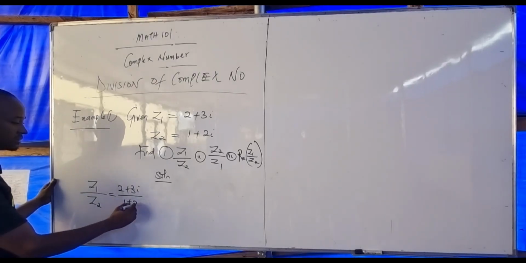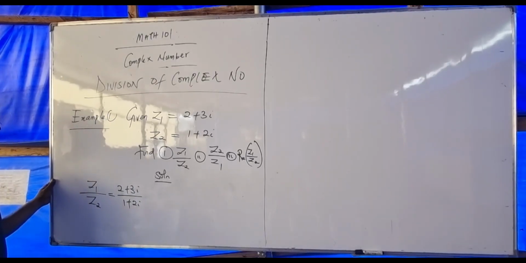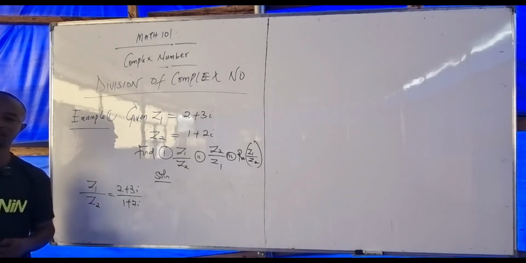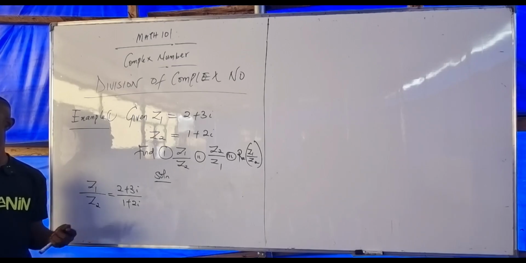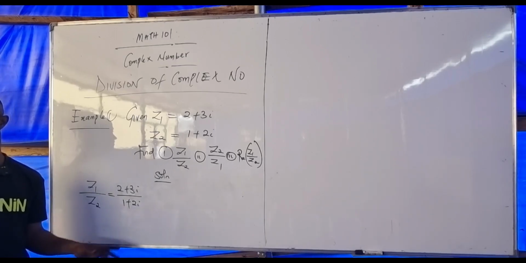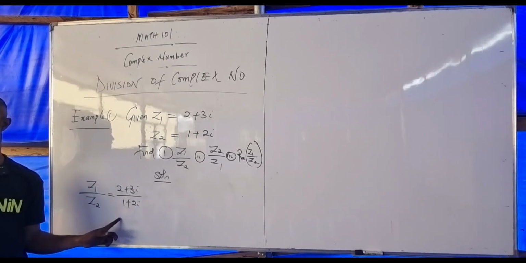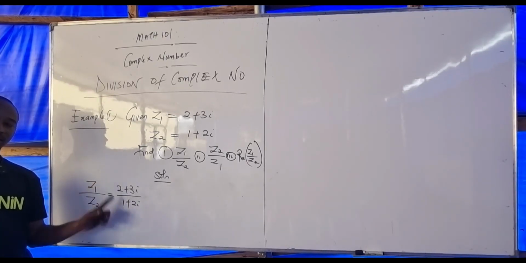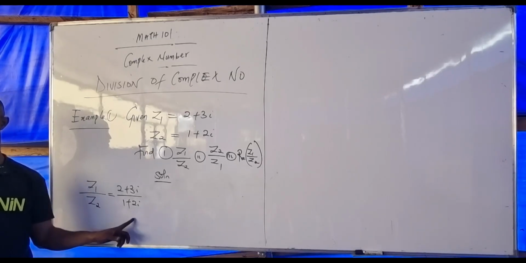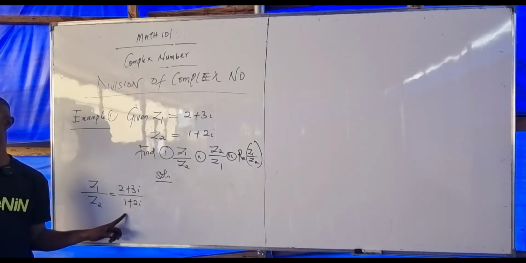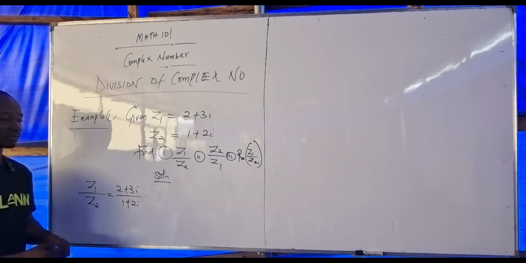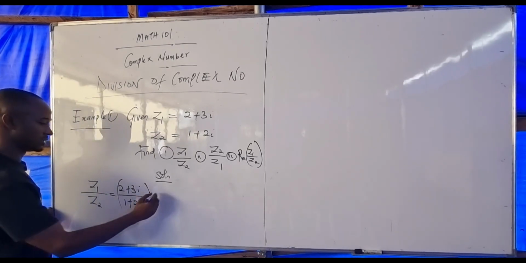1 plus what? 2i. Either. In the notes I gave you, what do we have to do to divide? We multiply by the conjugate of what? In the denominator, right? Which of this is in the denominator? 1 plus 2i. What is the conjugate of 1 plus 2i? 1 minus 2i. Exactly. So that means I'm going to multiply this with what?